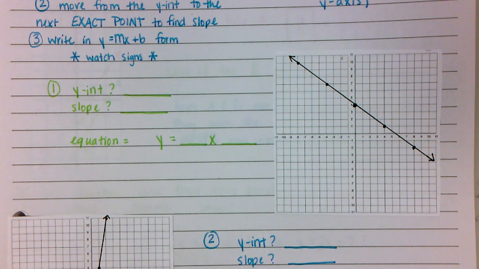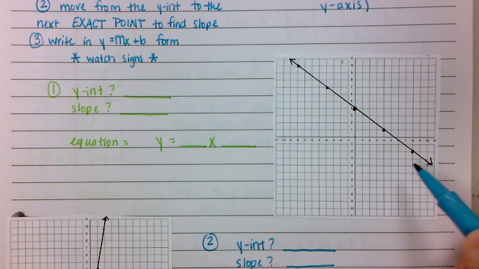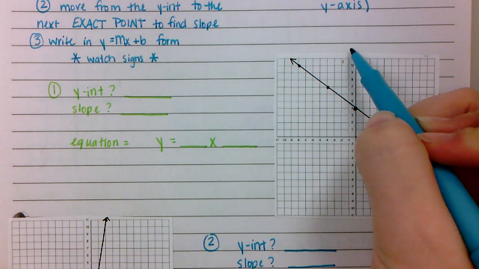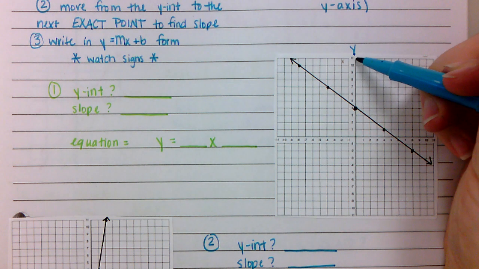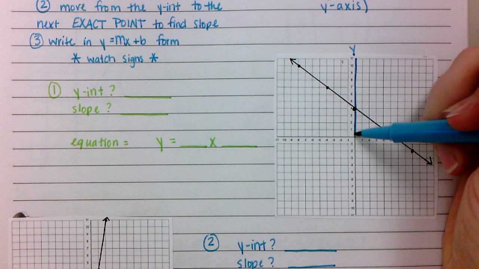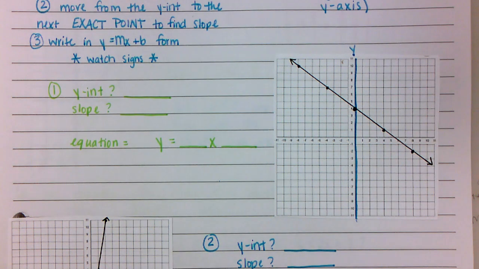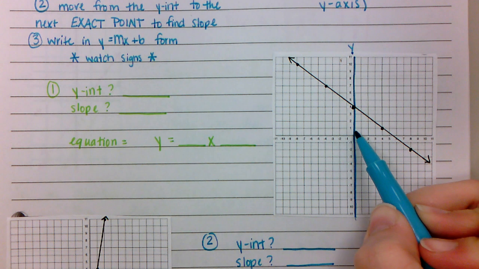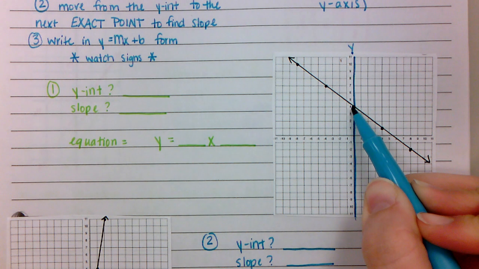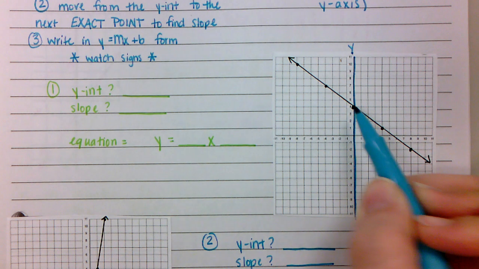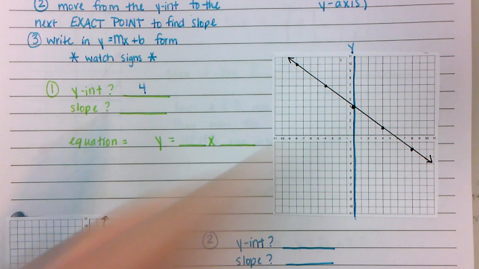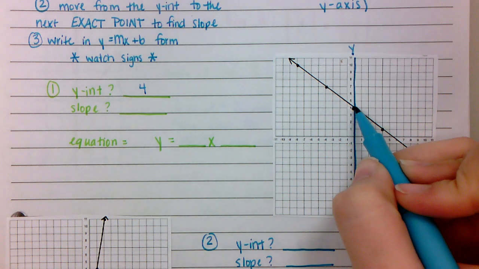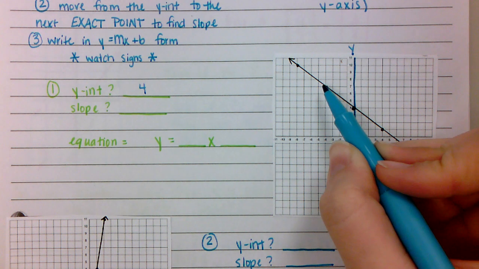From this graph, we are going to start at the y-intercept. So when I'm looking at this line, I need to know where to start. You always want to start where it crosses the y-axis. That's your y-intercept. So this is our y-axis. It's the line that goes straight up and down through the graph, right dead in the middle. So this line crosses through the y-axis at 4 on our y-axis. So that's our y-intercept, +4.